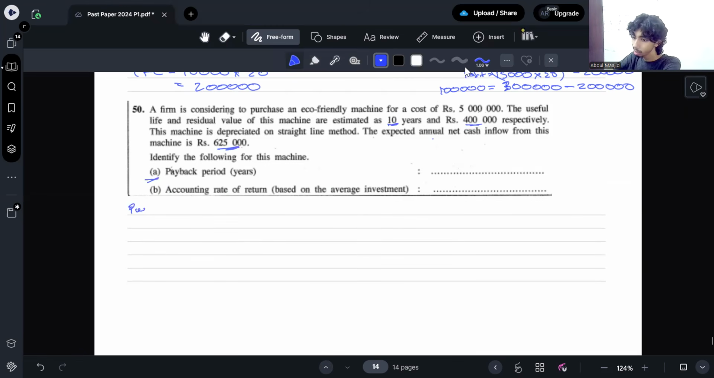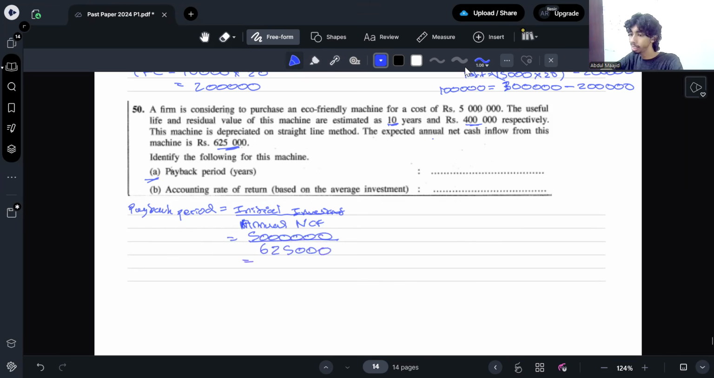Payback period. Payback period equals initial investment divided by annual net cash flow. Initial investment is 5 million. Annual net cash flow is 625,000. Therefore, the payback period will be 8 years. Payback period will be 8 years.